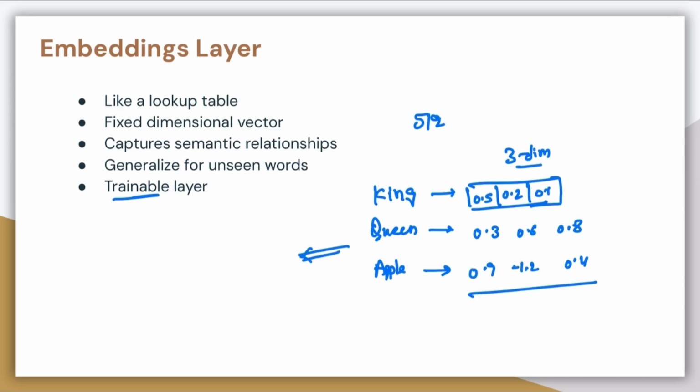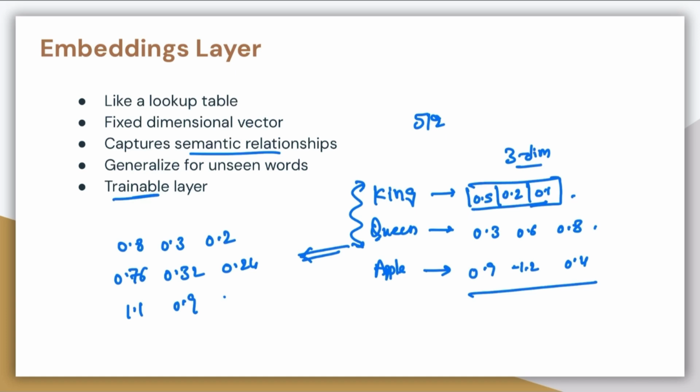We are saying the embedding layer learns the semantic relationships. That means the vectors of the words king and queen should be similar by the end of the training, right? Something like for king, it can be 0.8, 0.3, 0.2. For queen, it can be maybe 0.76, 0.32, or 0.24 like this. And for apple, it should be different, maybe like 1.1, 0.9, and 0.7. So these are after training. These are the random values before training.